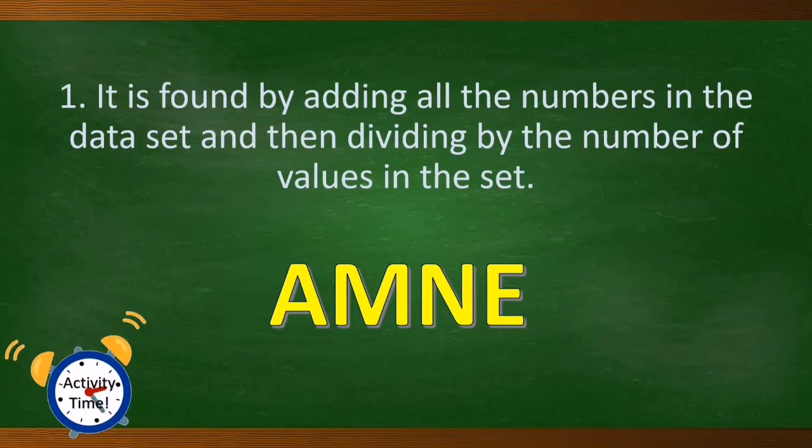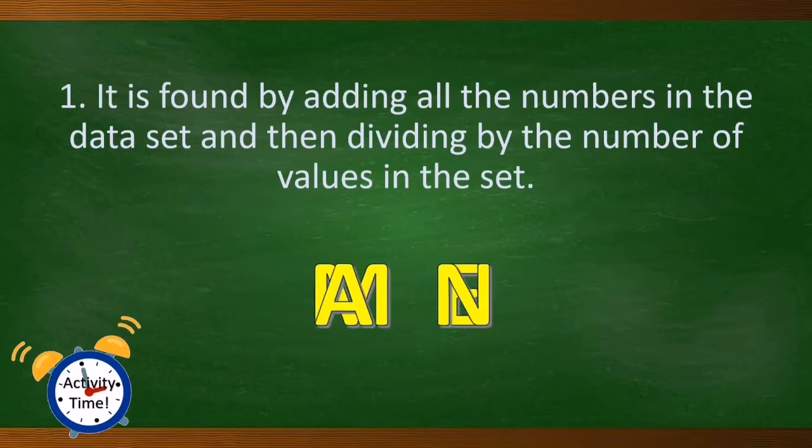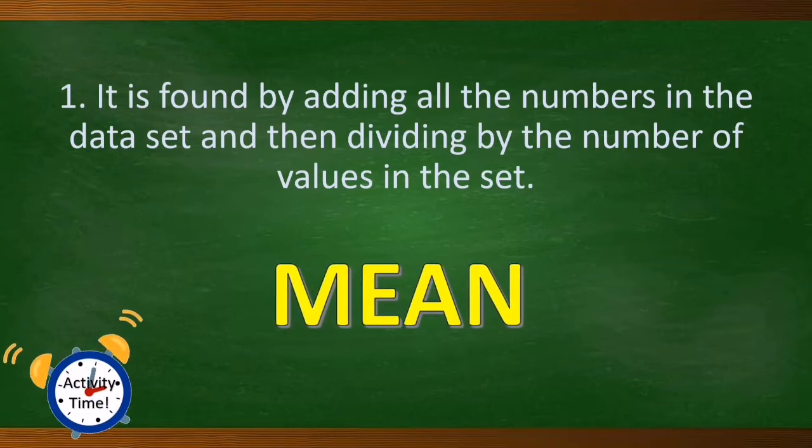It is found by adding all the numbers in the data set and then dividing by the number of values in the set. The word is correct. It is mean. What about this next item?